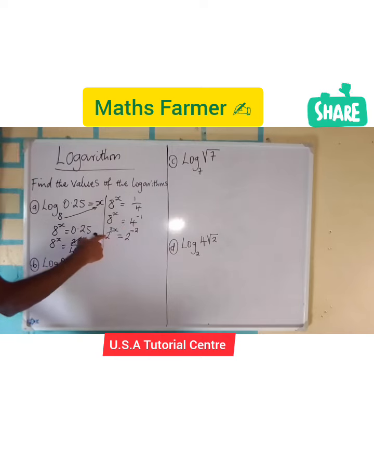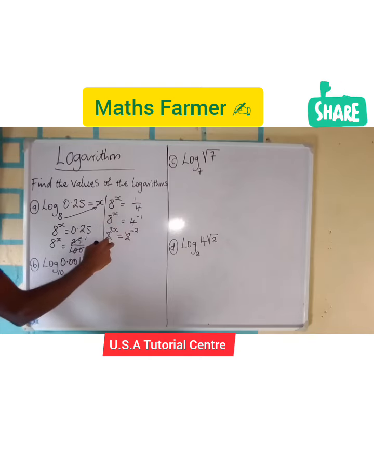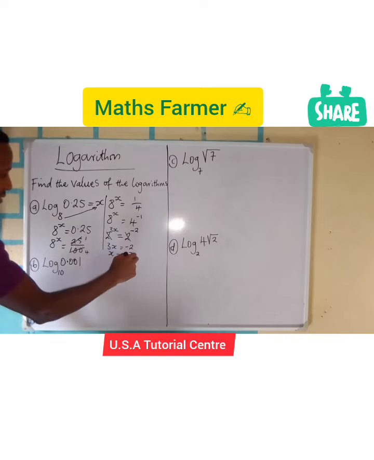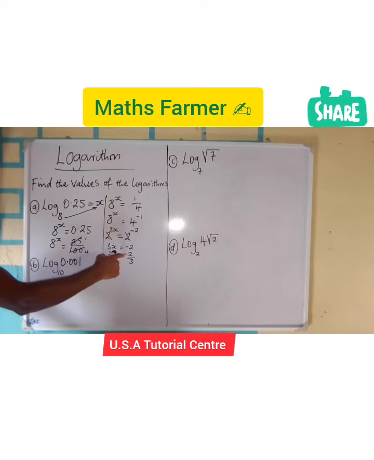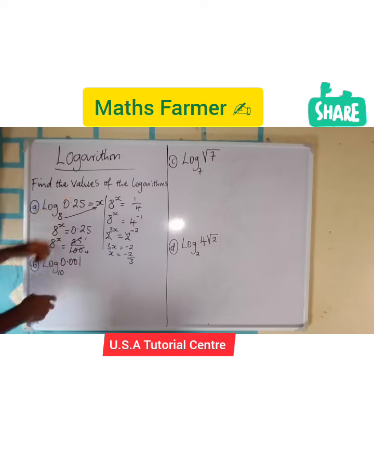At this place, the two bases are the same. You now discard the bases. That means their powers are equal. What you have remaining here is 3x is equal to minus 2. So therefore, we divide both sides by the coefficient of x, which is 3. So our answer is going to be minus 2 over 3. What it implies is that 8 raised to the power of minus 2 over 3 will give us 0.25.